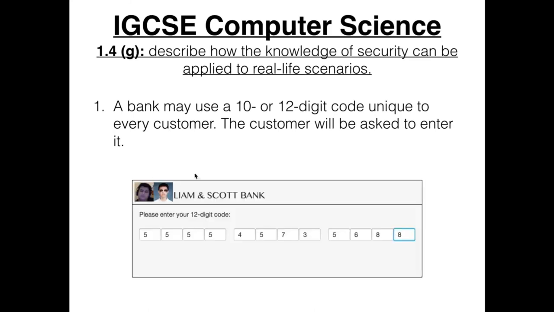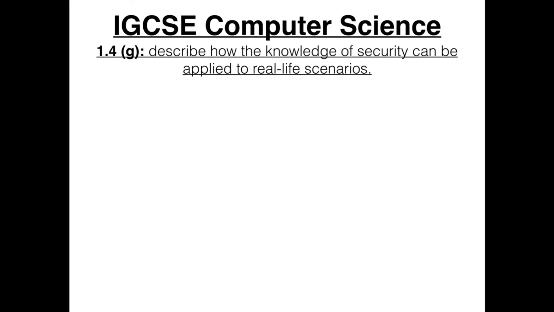So for example, I've created this thing called the Liam and Scott Bank. That's me and that's Scott. And we have a bank. And we ask our customers to input their 12-digit codes the first thing that they do when they access our site, when they want to log in to their account. So we ask them to enter their 12-digit code.